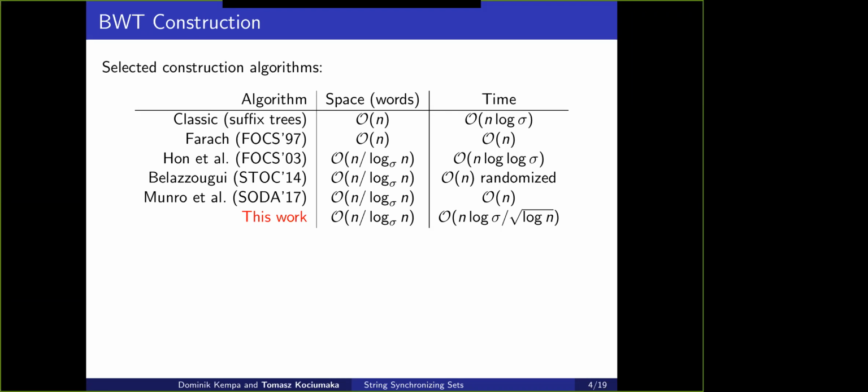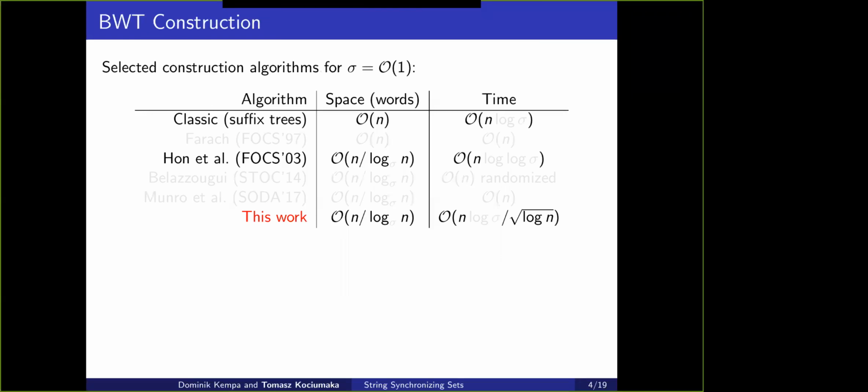And this picture of previous work becomes much simpler if you focus on alphabets of constant size. Then you have just three relevant works. Originally, we had linear time and linear space. Then Hon and others managed to get n bits of space, so n over log n machine words. And our contribution is to shave a square root of log n factor from the running time. And here a natural question comes to your minds. Why is it square root log n? Why can't we shave the full log n factor?